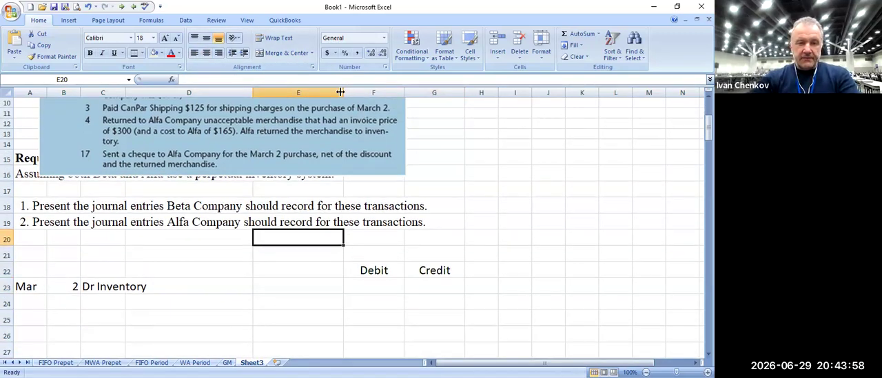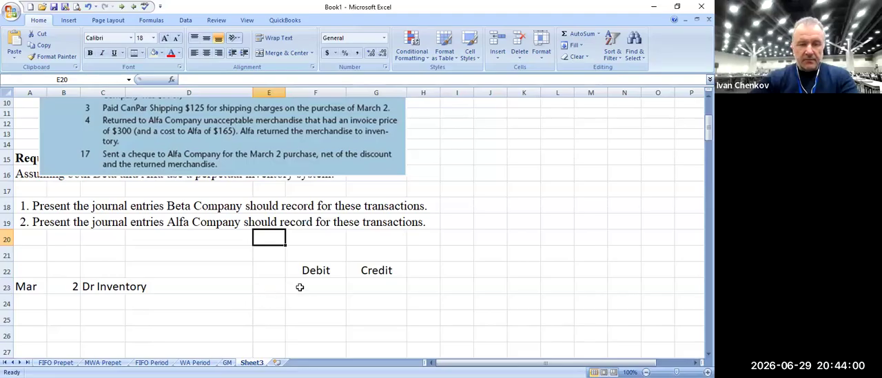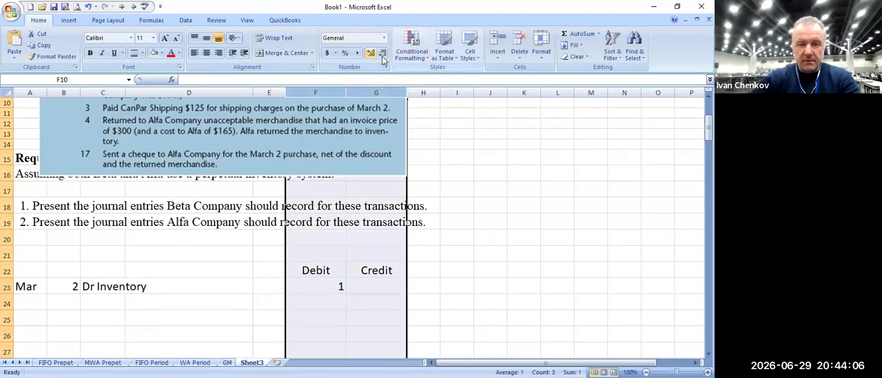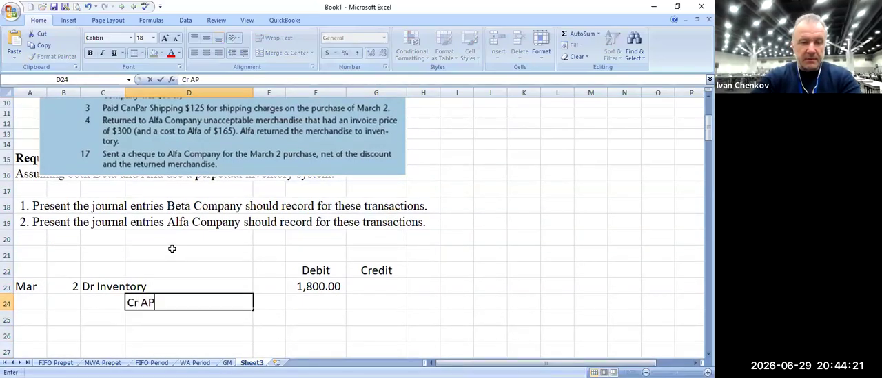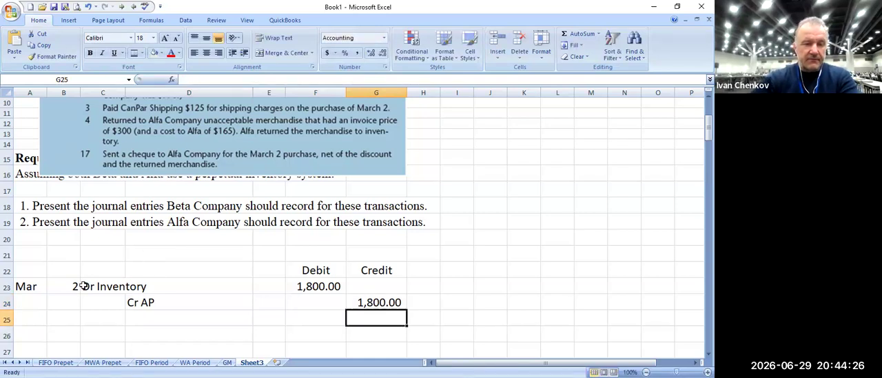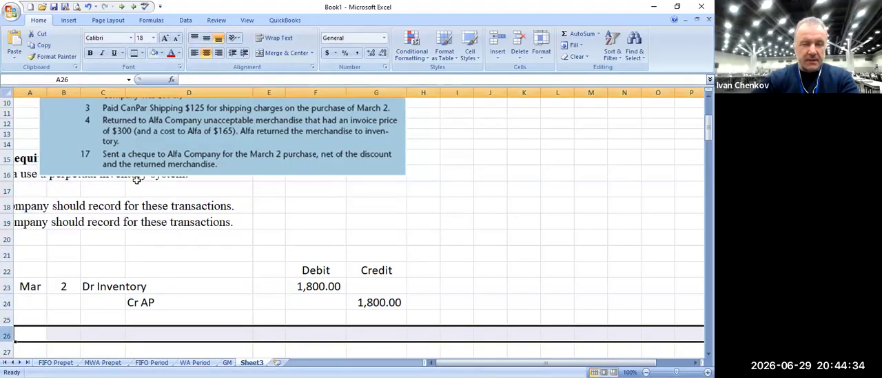Okay, let's go one after another. So we purchased the inventory, $1,800. Let's make those as numbers so I don't have to check it all the time. $1,800 inventory purchase. And we're going to credit, since we purchase on account, we're going to create accounts payable with $1,800. That's our first entry on March 2nd. Let's go with the next one.